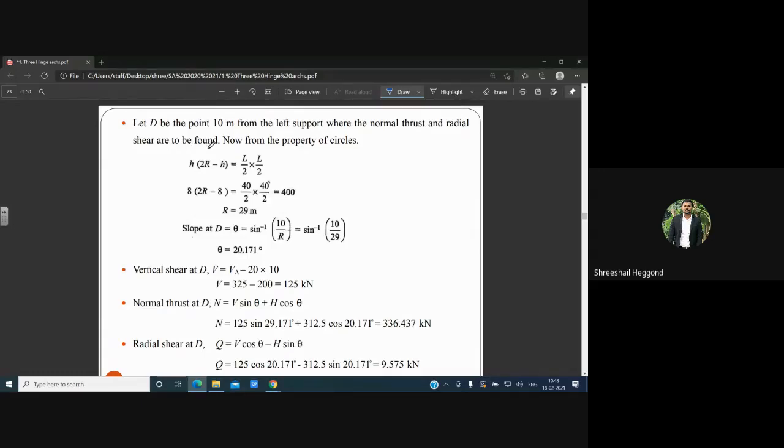To be found. Now from the property of circle, if you are considering an R value, that is the radial reaction, the R is the radius of the circle, and that can be calculated as h into 2r minus h into L square divided by 4, or L by 2 into L by 2, by considering the radius of the given circle. Find out whether you will be getting the same value or not, 29 meters.